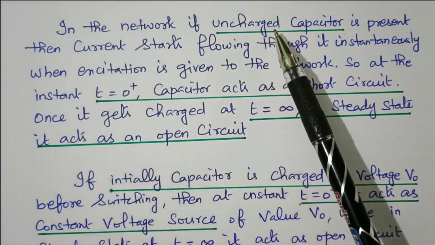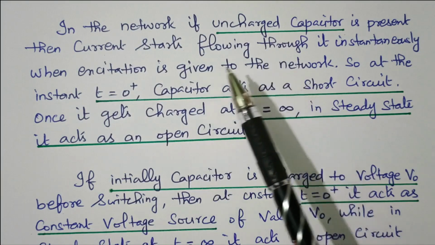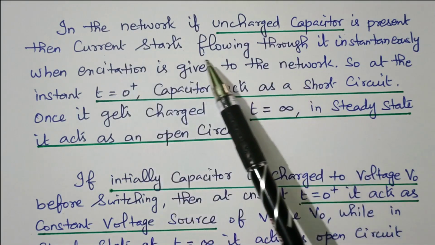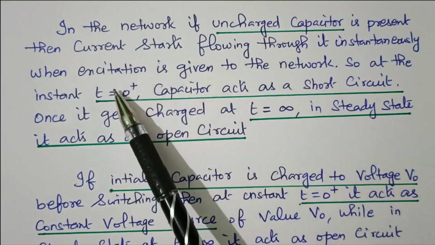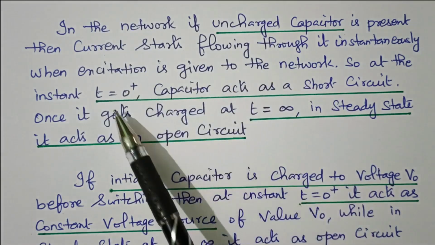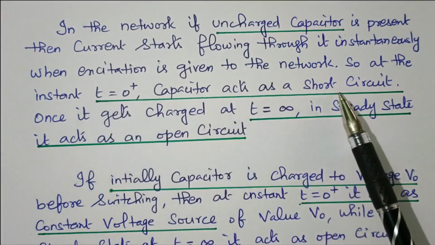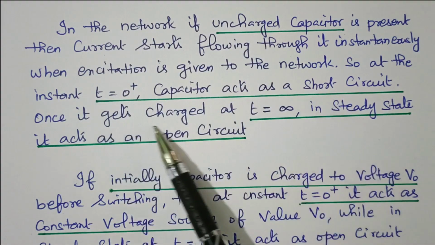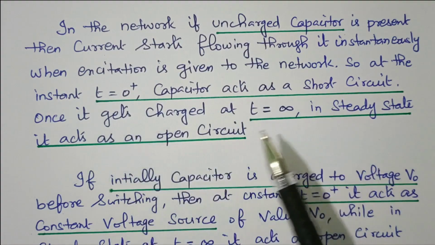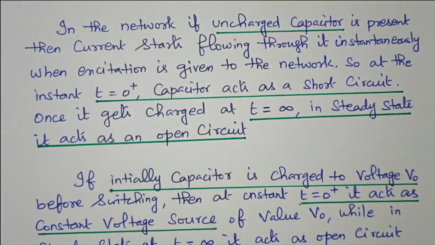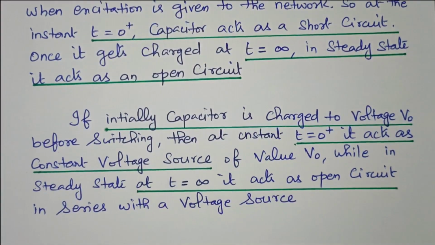So if an uncharged capacitor is available, current starts flowing through it instantaneously when the excitation is given. So at 0 plus it acts as a short circuit. After being fully charged, at T equal to infinity, it acts as an open circuit, right? So that is the conclusion we got.